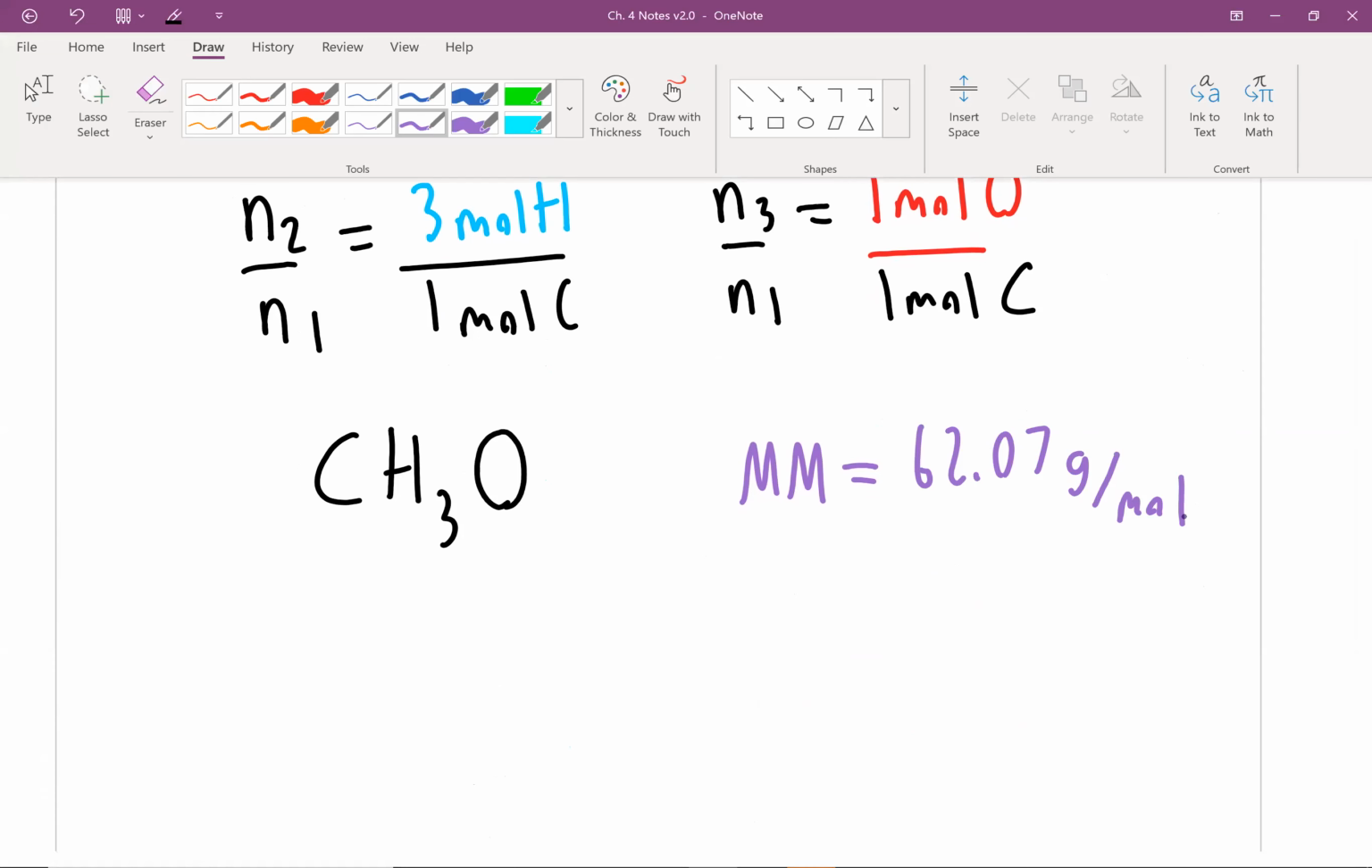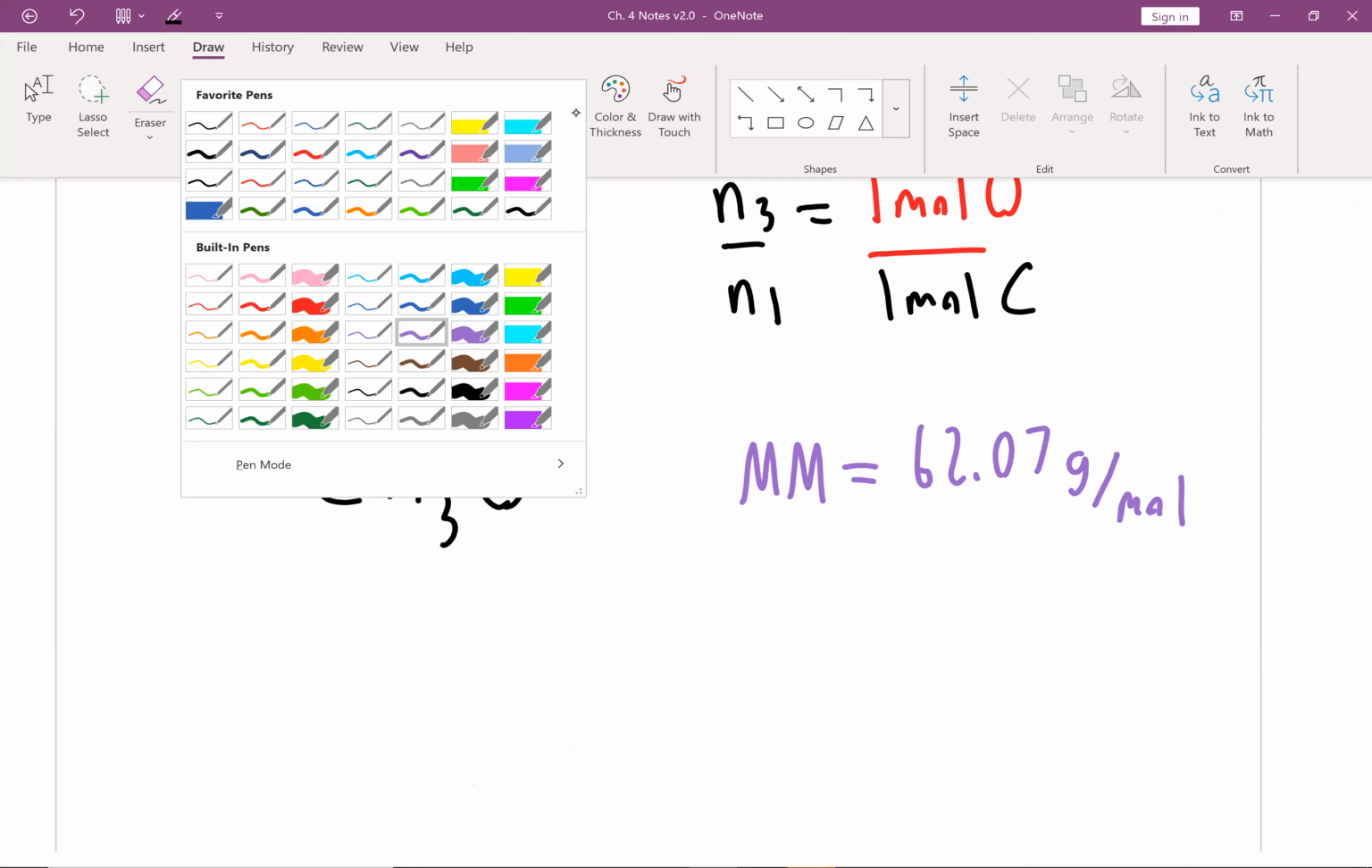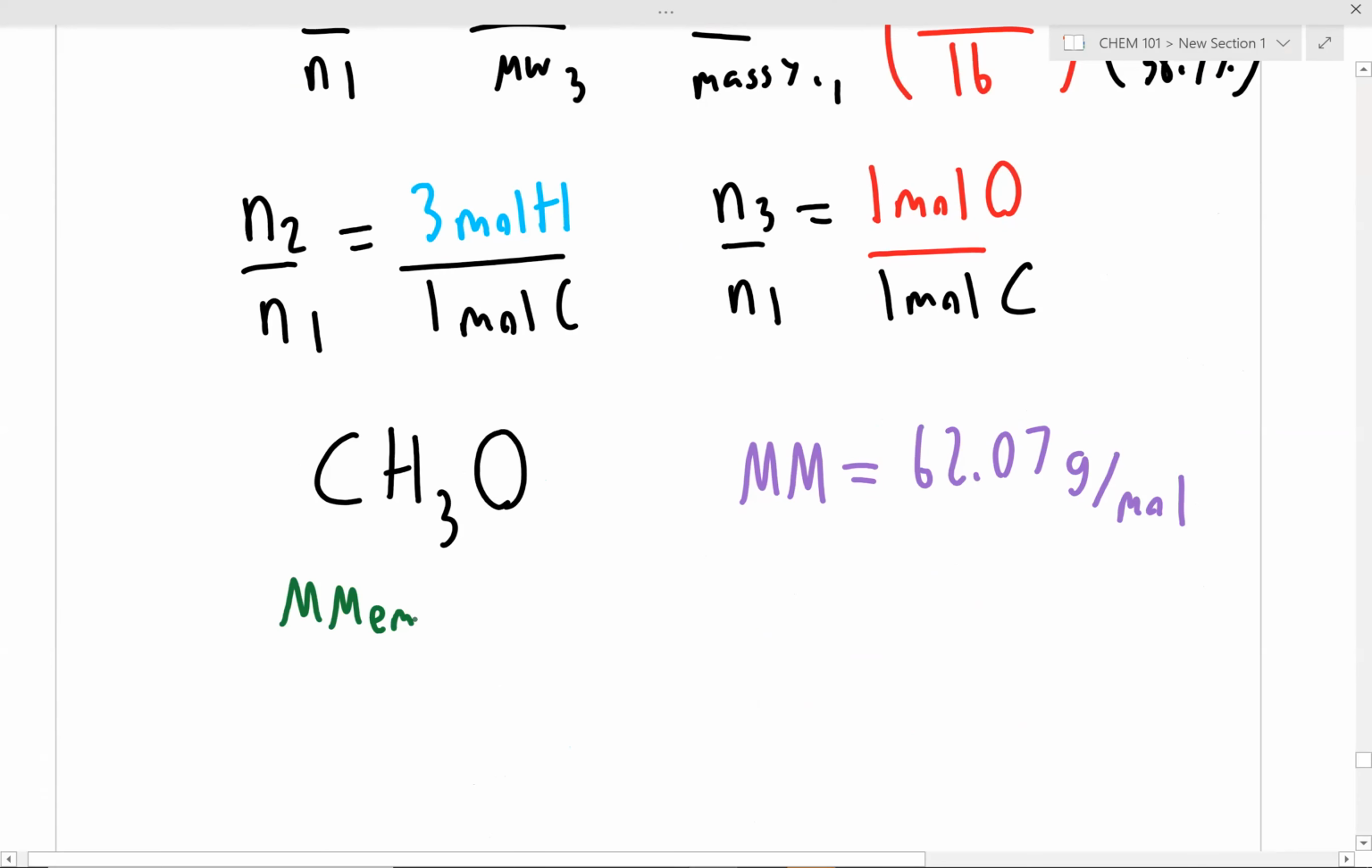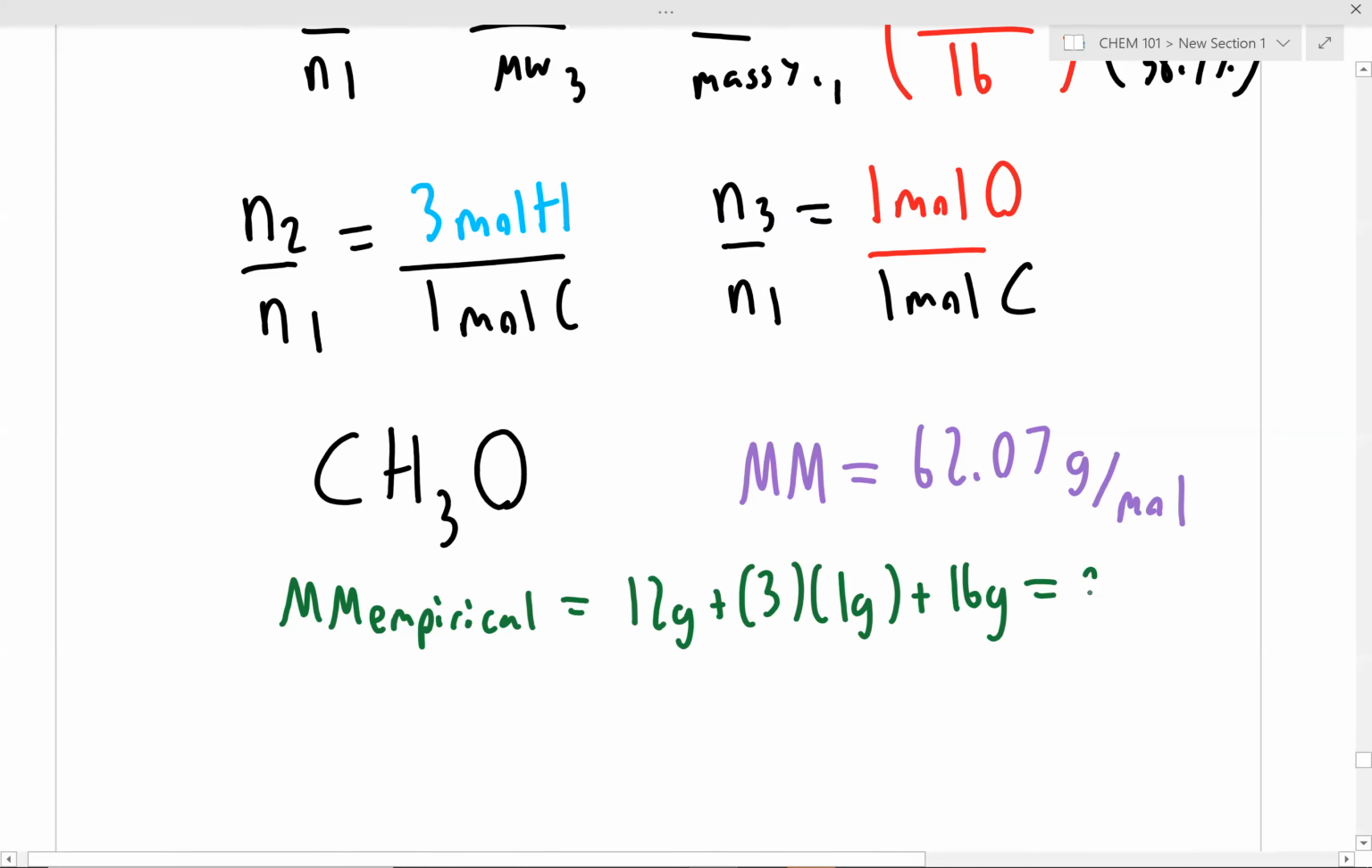Let's now calculate the molar mass of our empirical subunit. Okay, can we do that? Can we calculate molar masses? Are we good at that? Yeah, we're pretty good at that. So we're going to take the mass of carbon plus 3 hydrogens times the mass of hydrogen plus the mass of oxygen. So if we add that together, we get 12 plus 3 plus 16. That gives us 31 grams per mole.